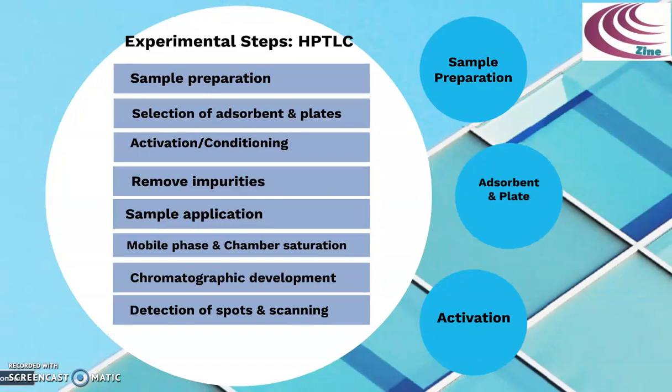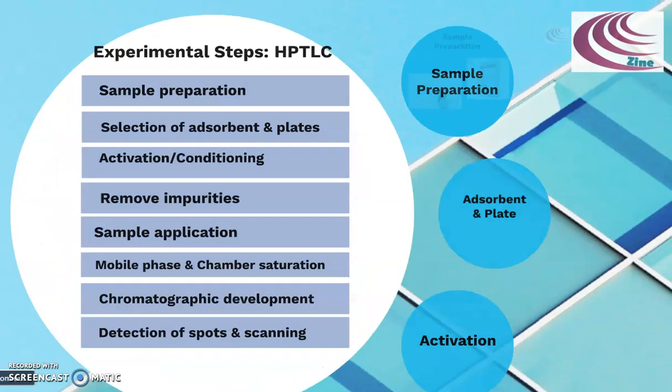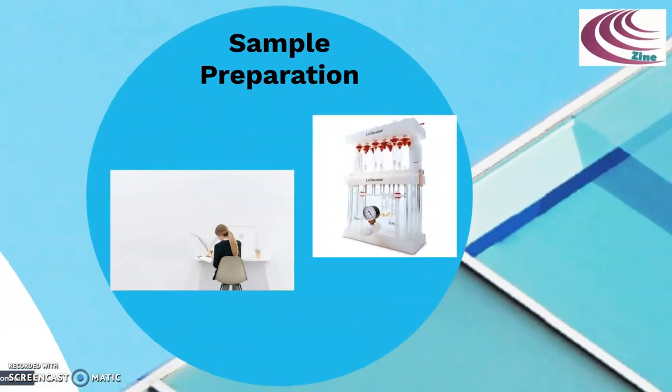Dear learners, as you are aware of thin layer chromatography, on similar lines let us have a look at the following points as a part of the experimental procedure involved in HPTLC. The experimental steps involve sample preparation, selection of adsorbent and plates, activation and conditioning, removal of impurities associated with plates, sample application, mobile phase and chamber saturation, chromatographic development, detection of spots, scanning and documentation. Now we'll try to explore each individual step.